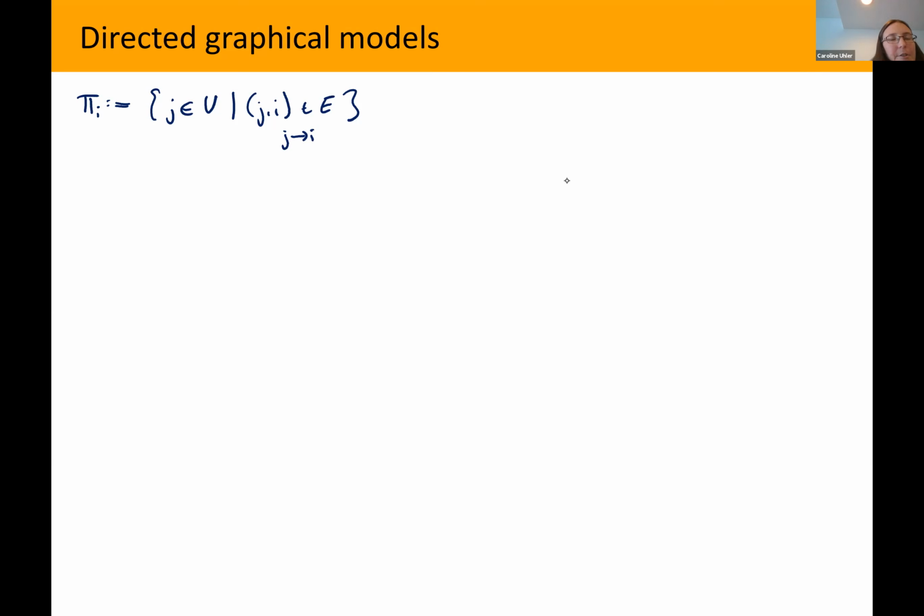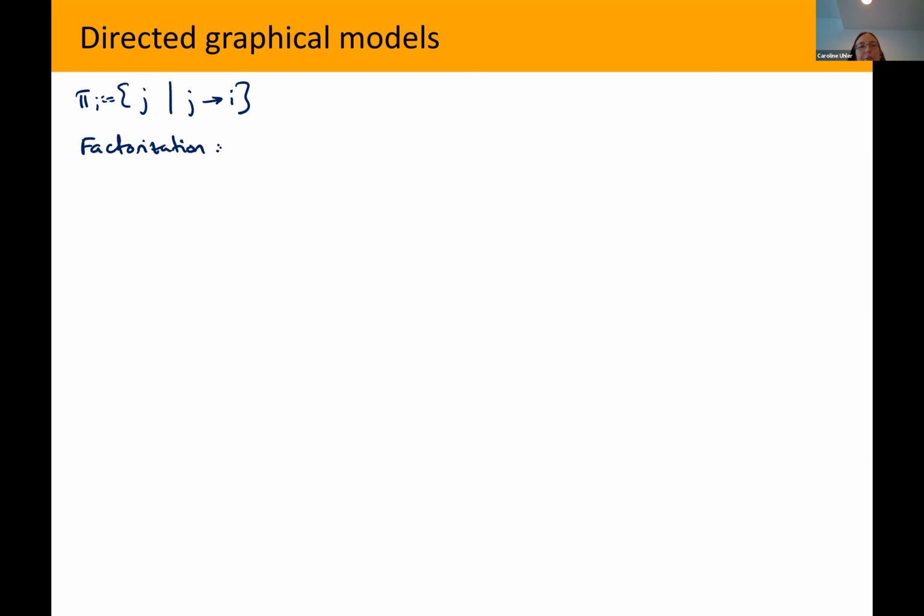Okay, so now I need to define two things in a DAG. I need to define what the separation statements are, and then I also need to define, oops, and now somehow it all went away. Well, that's interesting. Okay, that's fine, I guess. So you got it, pi_i is the parent set. So this is all j such that j points to i. And so now I need to define the factorization.